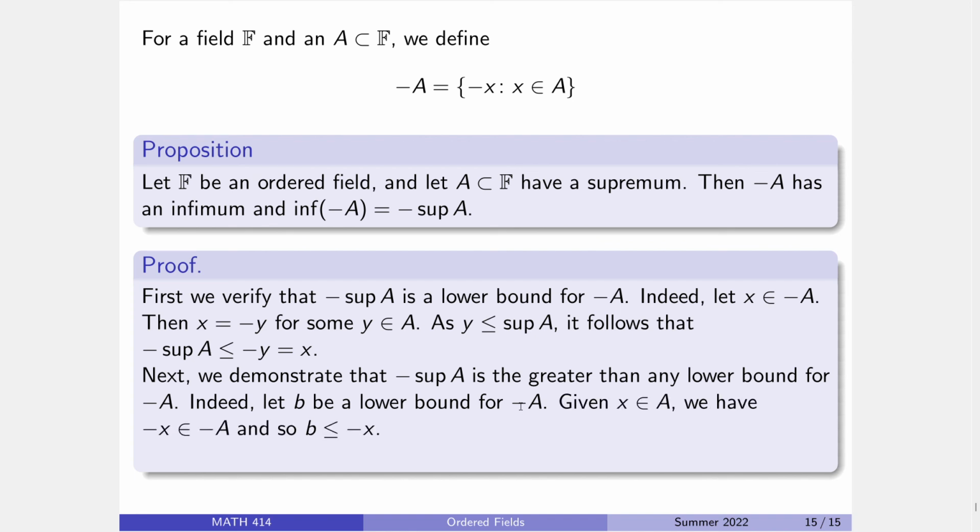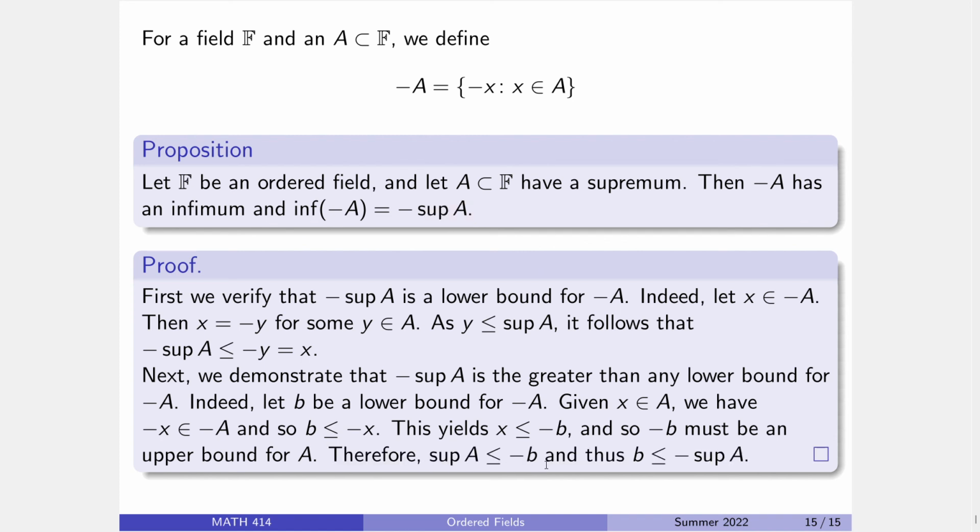Well, pick an element that lives in A. Its negative lives in negative A, so that means b is less than or equal to negative x. We can then flip the negation, and what do I have now? I now have that anything that lives in A is less than or equal to negative b, so negative b must be an upper bound for A. The sup of A is the smallest upper bound, so sup A must be less than or equal to negative b, and then we flip the negation.